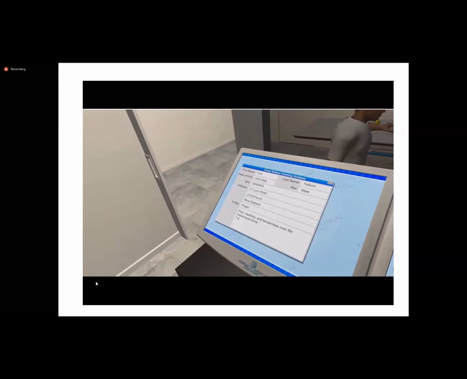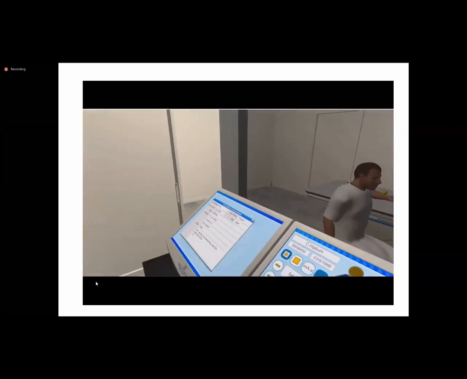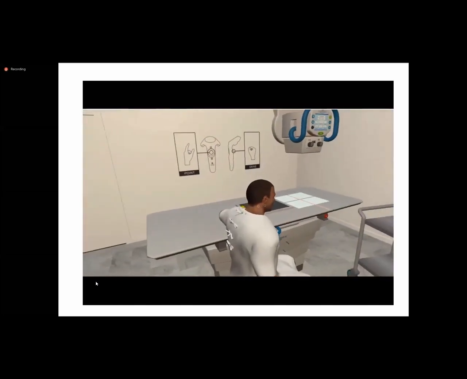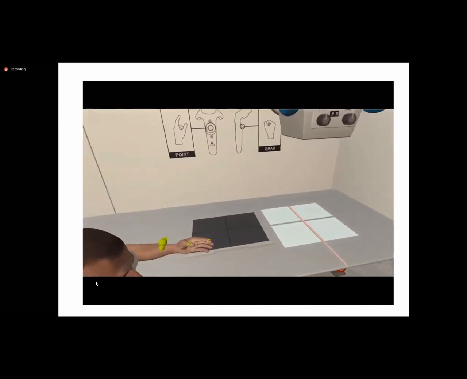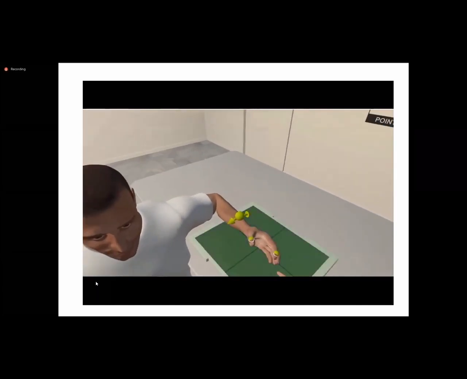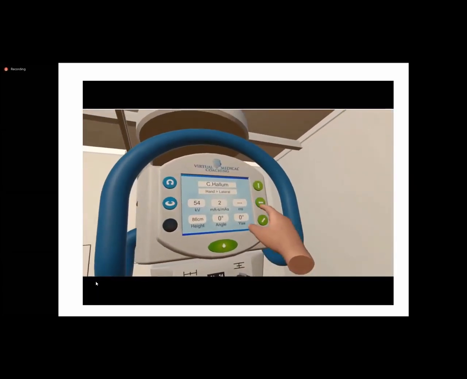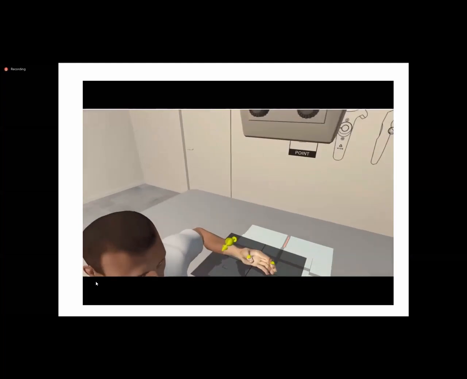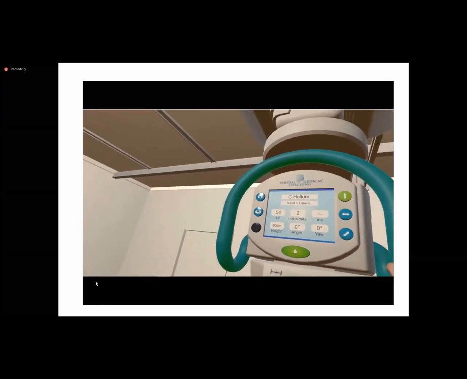There is no patient and no X-ray equipment. We have only the VR system. The glasses are there, and we can feel the patient sitting near the X-ray table. The equipment is there. We have to position the patient, place the image plate over there, and set the collimation and the central ray.